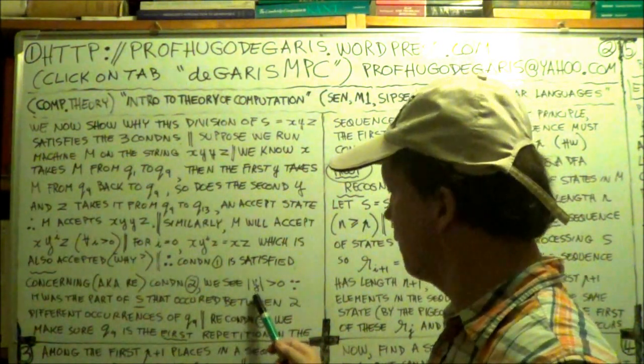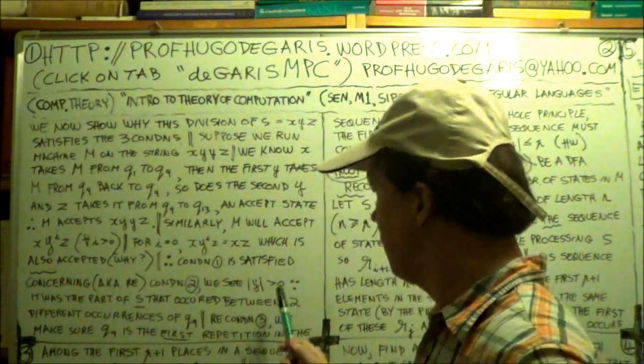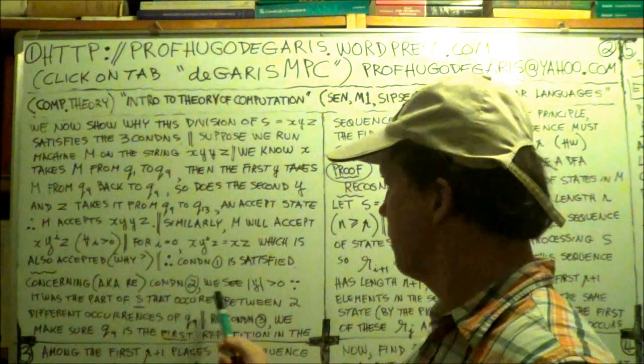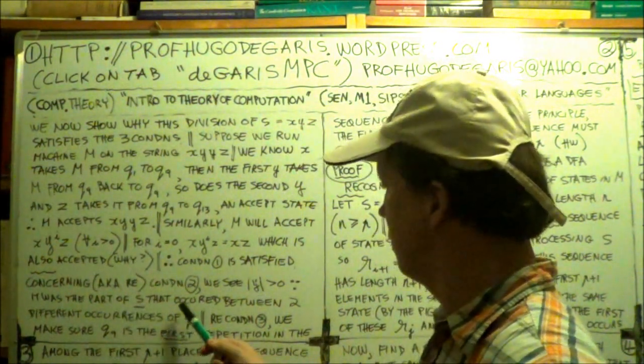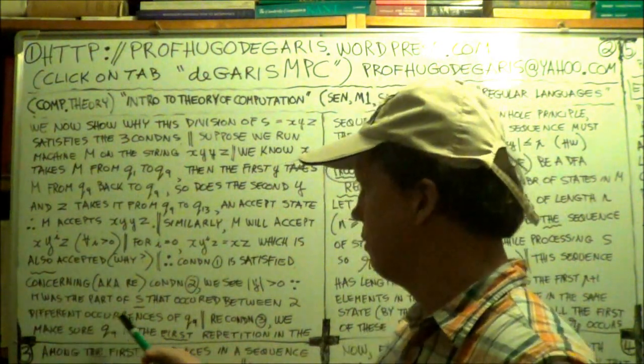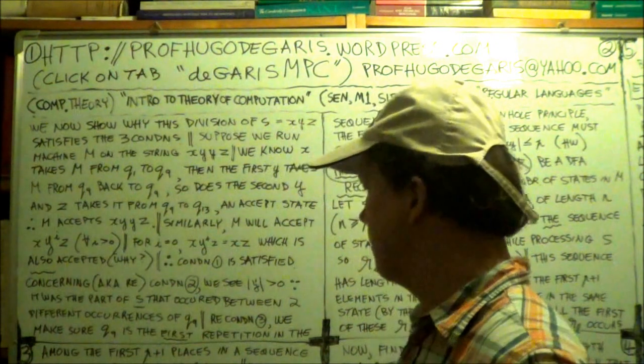Why is the size of y positive? Right? Why is it positive? Well, because y is the part of the string, the substring, that occurred between the two different occurrences of q9.